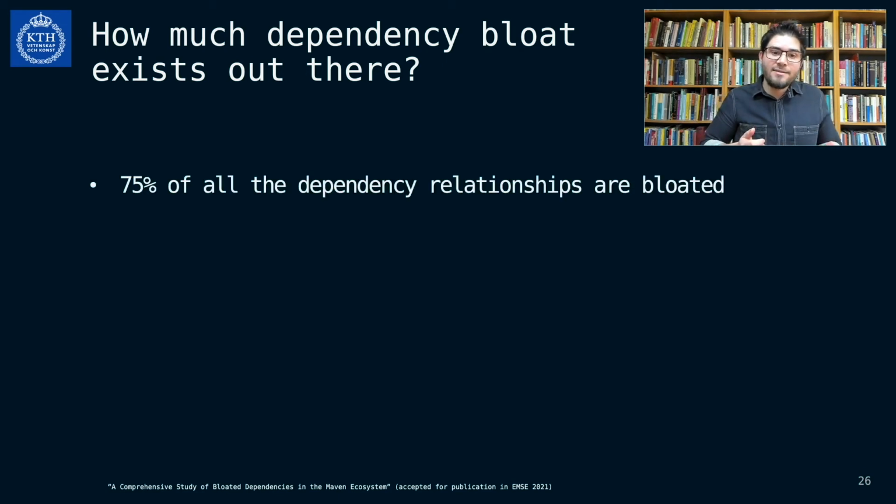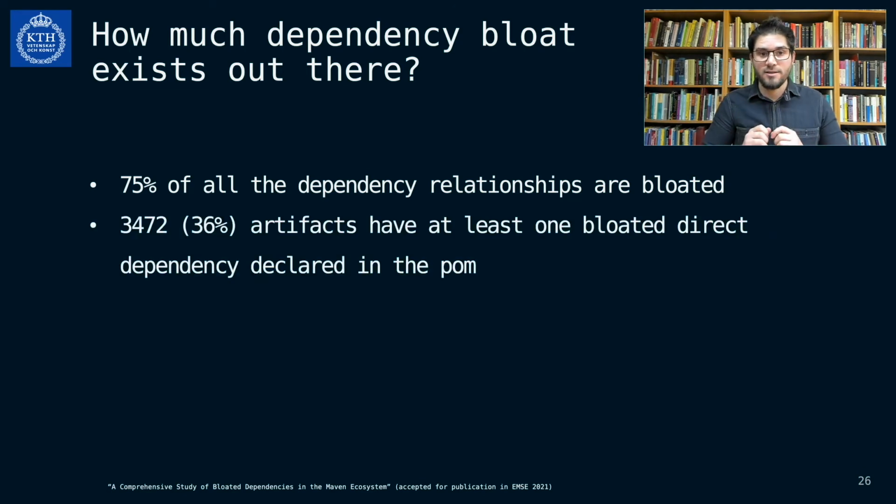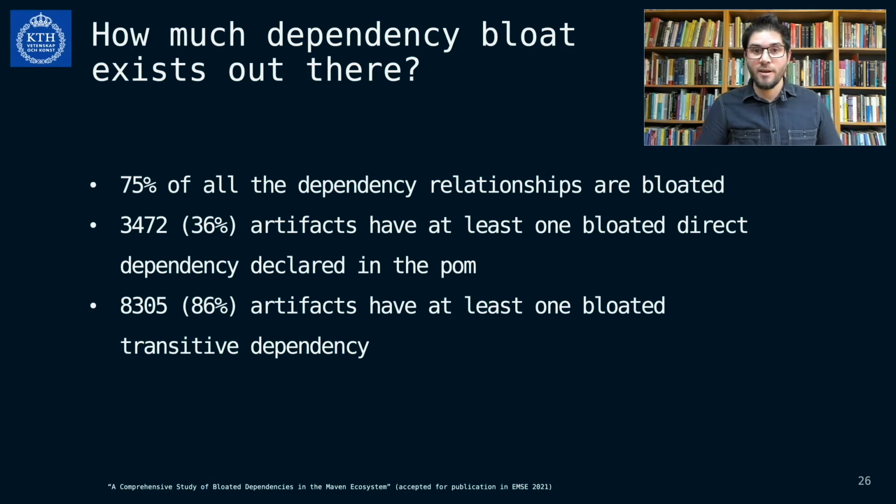So, answering our motivational question, how much bloat exists out there? Well, we found that in our dataset of 9,000 Maven artifacts, 75% of all the dependency relationships are bloated. Also, 36% of artifacts have at least one bloated direct dependency declared in the POM. And 86.2% of artifacts have at least one bloated transitive dependency induced by direct dependencies.